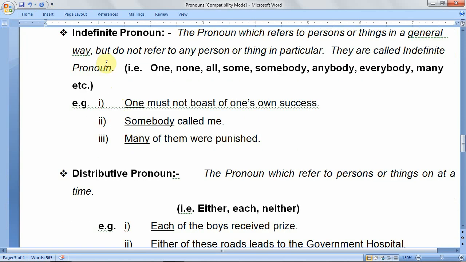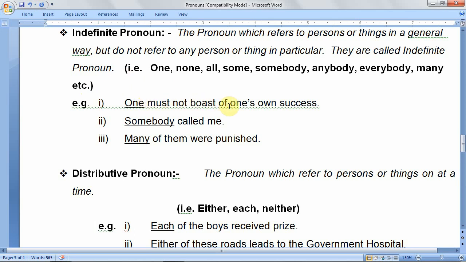Next, indefinite pronoun. The pronouns which refer to persons or things in a general way, but do not refer to any particular person or thing, are called indefinite pronouns. Which are these? One, none, all, some, somebody, anybody, everybody, many, etc. We do not have a particular person who is masculine, feminine or neuter gender, just someone.